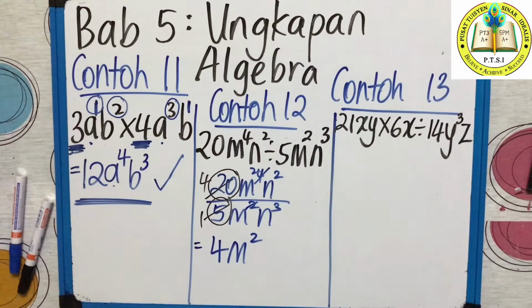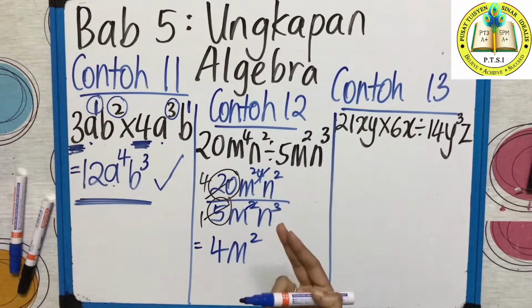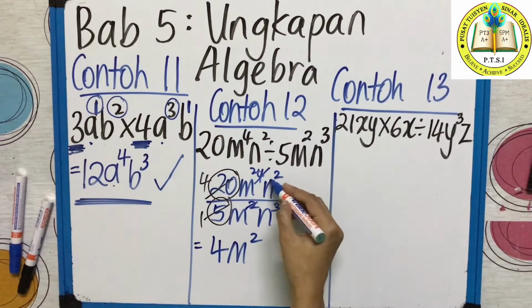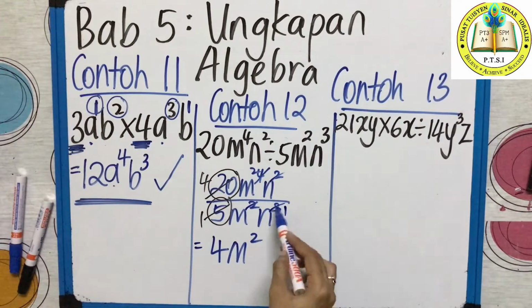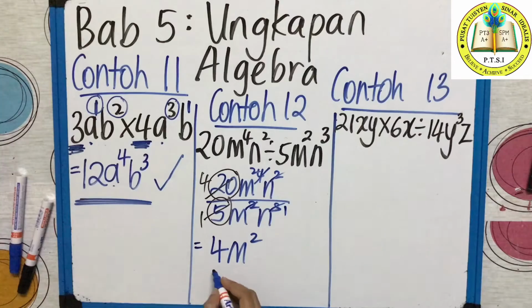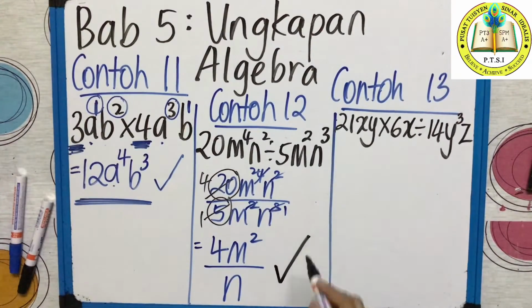Last one is N. If you look at the N, here 2N. Here 3N. So, here you cut 2, here balance is 1. So, N1 tu di bawah. So, it will be over N. Kuasa 1, tapi kuasa 1 tu kamu tak letak pun tak apa. No problem. So, this will be your final answer. 4M kuasa 2 over N.